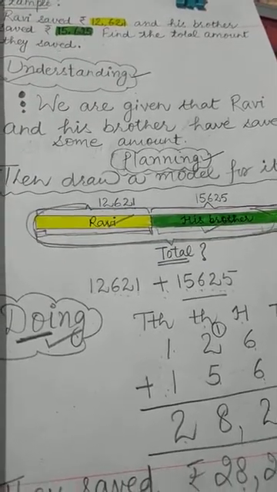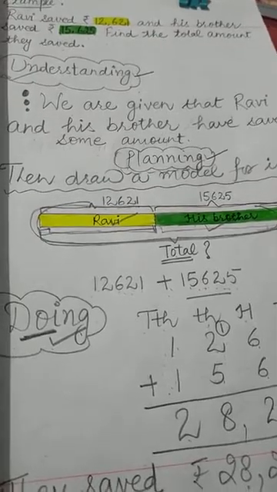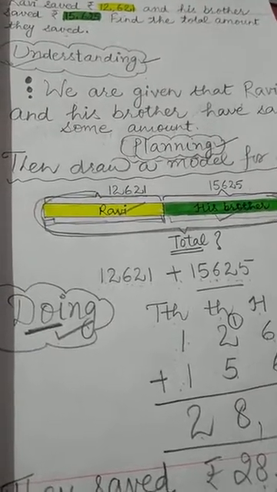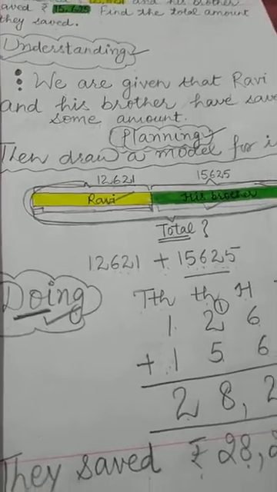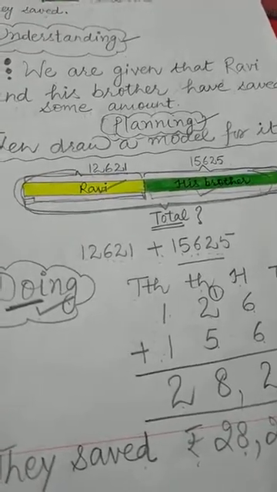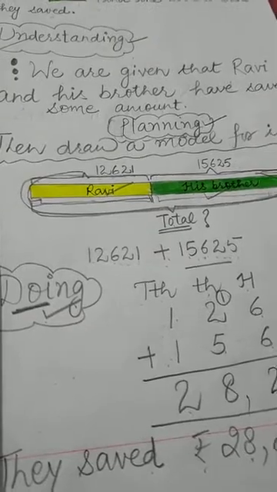Don't get confused. Firstly read the statement carefully, then do the planning, draw the model, after that do the calculations. Then you will come to know how to solve these sums.